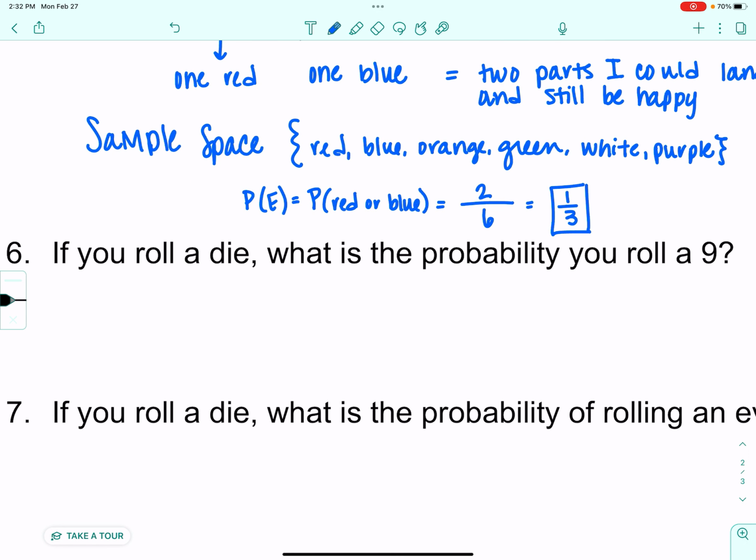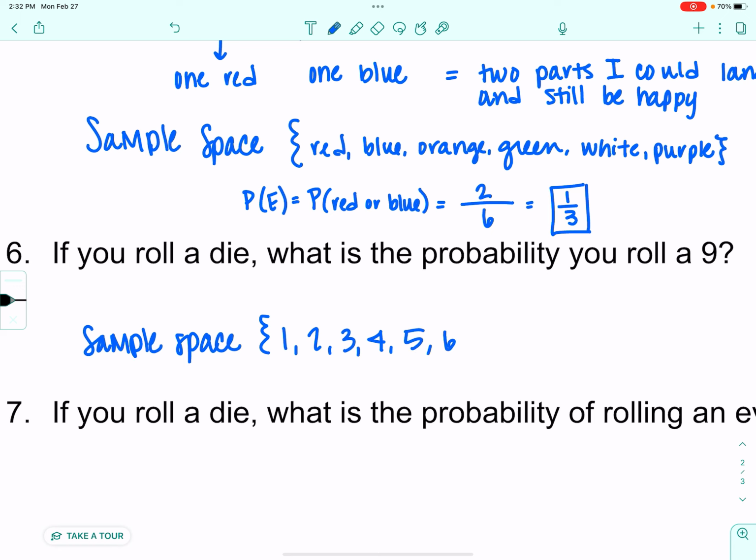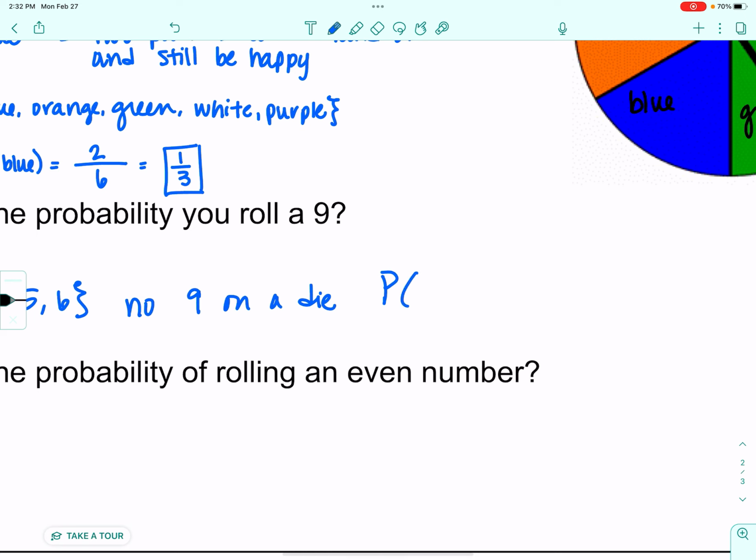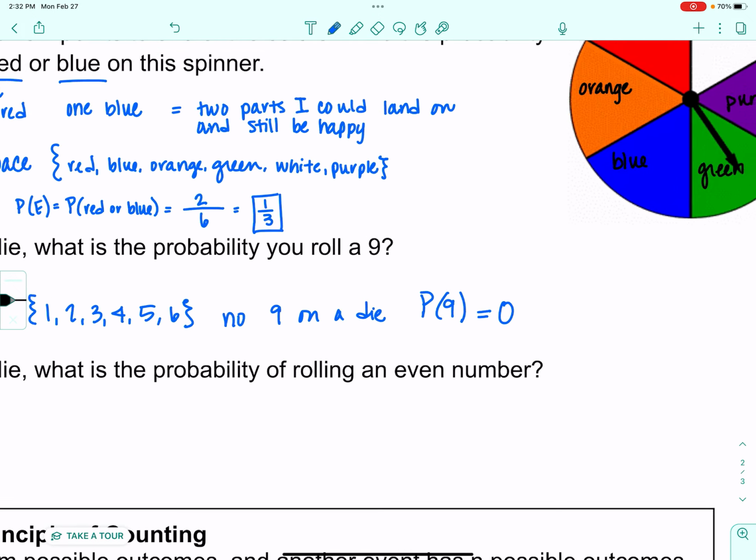This one's a little bit different. If you roll a die, what is the probability you roll a 9? Well, here's our sample space. When you roll a die, we could have a 1, a 2, 3, 4, 5, or 6. There's not a 9 in there. That means the probability of a 9 is 0. It's not going to happen.